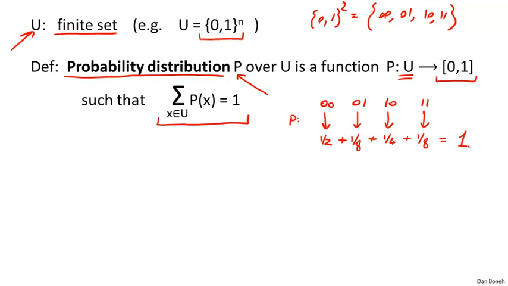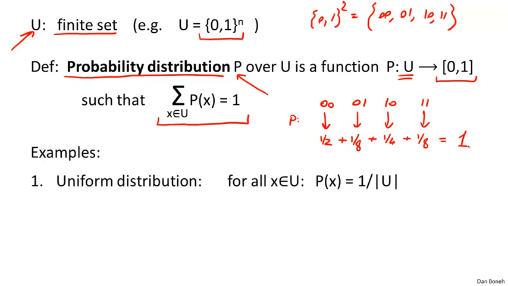So now that we understand what a probability distribution is, let's look at 2 classic examples of probability distributions. The first one is what's called the uniform distribution. The uniform distribution assigns to every element in the universe exactly the same weight. I'm going to use U between 2 bars to denote the size of the universe U, that is the number of elements in the universe.